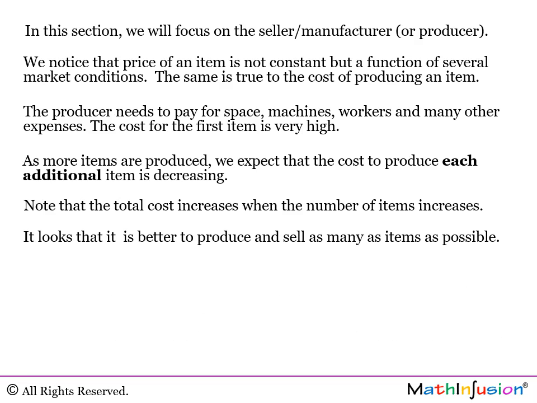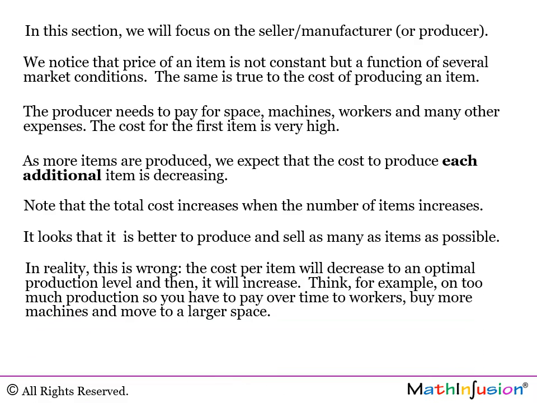It looks like it's better to produce and sell as many items as possible. In reality, this is wrong. The cost per item will decrease to an optimal production level, and then it will increase. For example, if somebody is producing too much, you will need to pay overtime to workers, you will need to buy more machines, and maybe even move to a larger space, and all of that costs money.